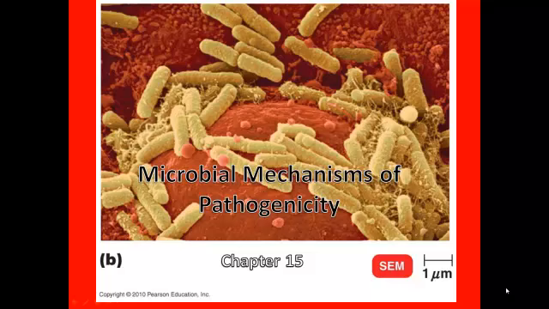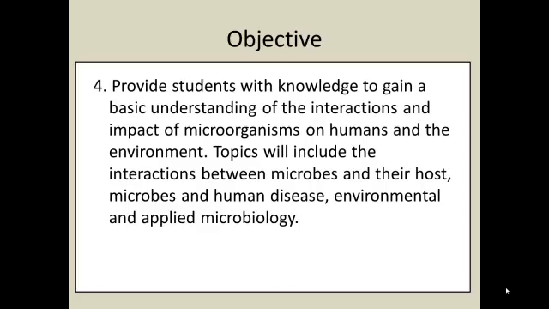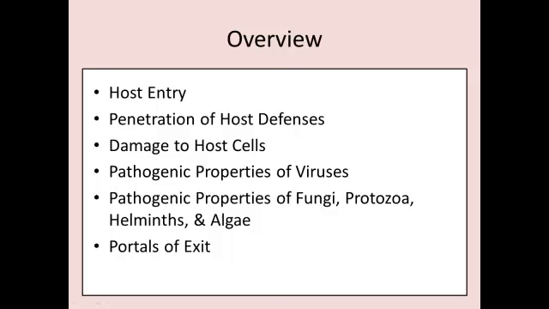Welcome to Chapter 5, Microbial Mechanisms of Pathogenicity. This chapter fulfills objective number 4, specifically interactions between microbes and their host, microbes and human disease. We're going to be covering host entry, or how the organism gets into the host, penetration of host defenses, damage to host cells, pathogenic properties of viruses, pathogenic properties of fungi, protozoa, helminths, and algae, and portals of exit.